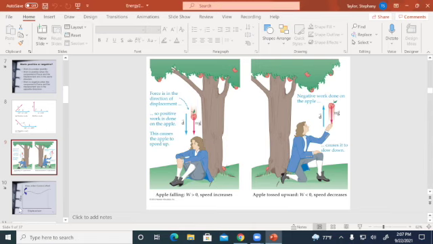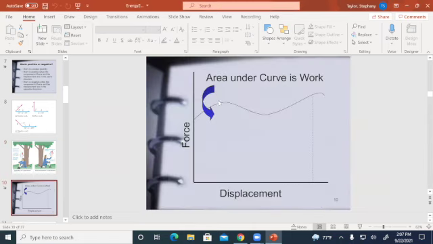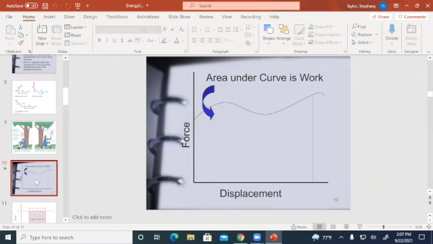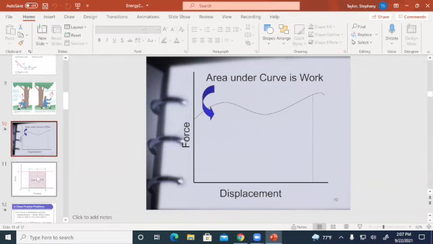Here you have the area under the curve. This is work. You have force along the positive y-axis and displacement along the positive x-axis. The area under the curve, and don't forget, area is just length times width, is the work under this curve here, because work is equal to force multiplied by distance or displacement.